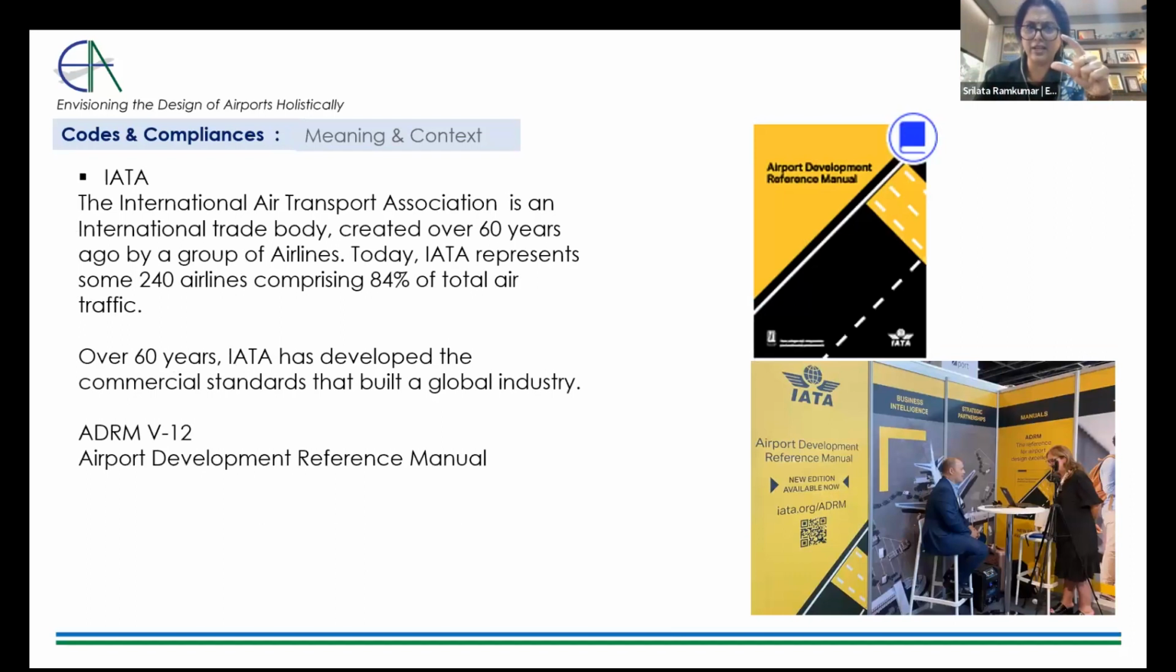And this is IATA, and what you're seeing on the side is the Airport Development Reference Manual, which keeps getting upgraded every year or once in 2 years as per the requirement. The current one which is going on is ADRM 12. They keep releasing it, and anything which is new, which has to be updated, has to be known by all the designers, and they should be very abreast of this kind of information.